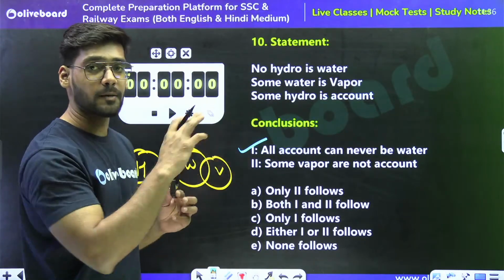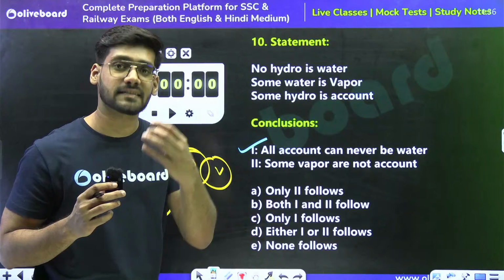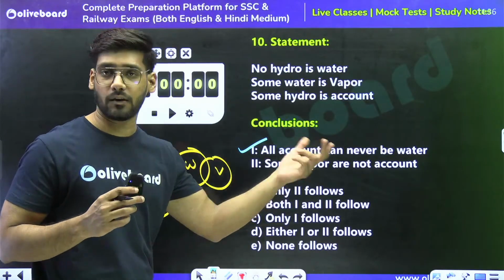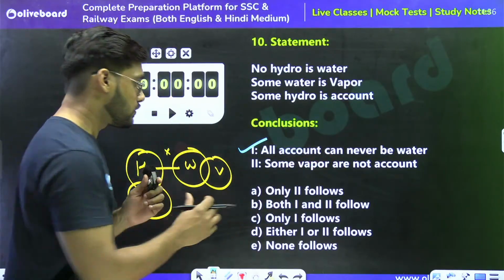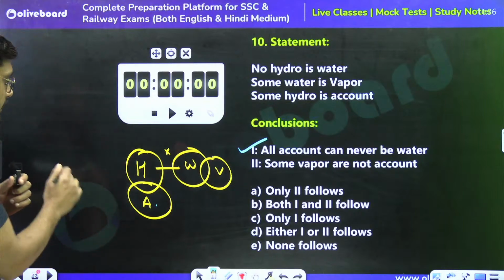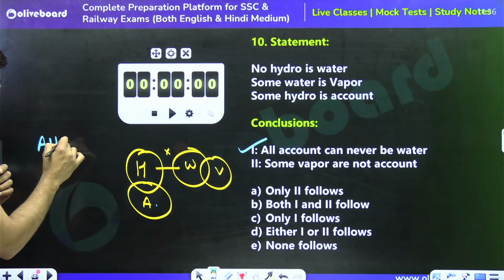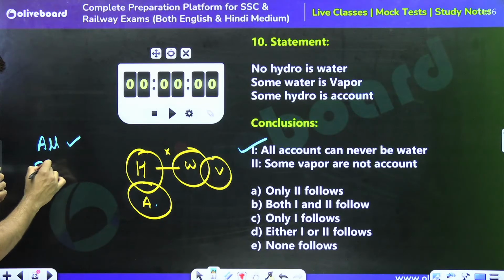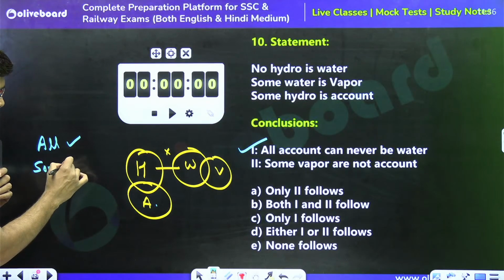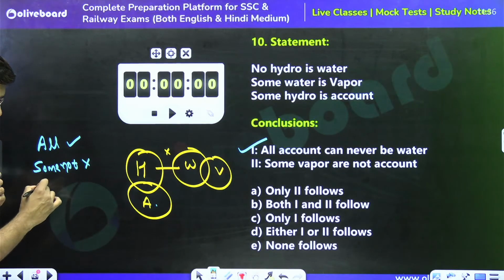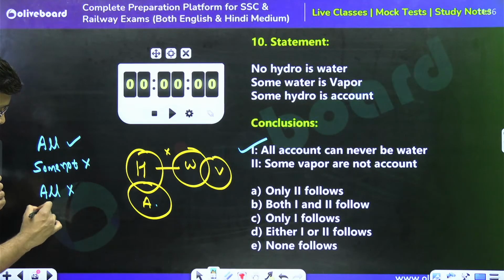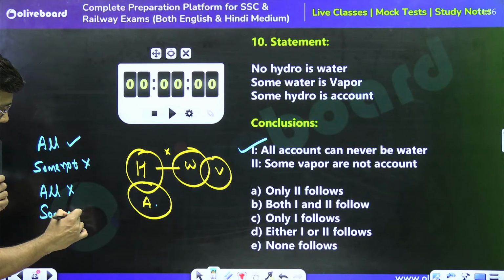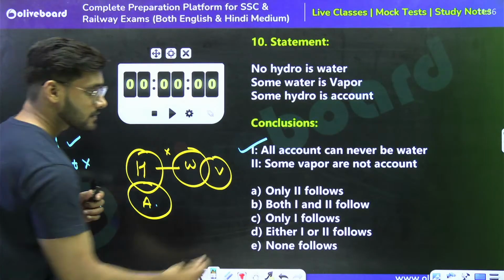I told you in the previous question, whenever we get a "some not" kind of question, such as "some vapor are not account," you can put all vapor in account. If all is true, then some not will be wrong. And if all is false, then some not will be true.